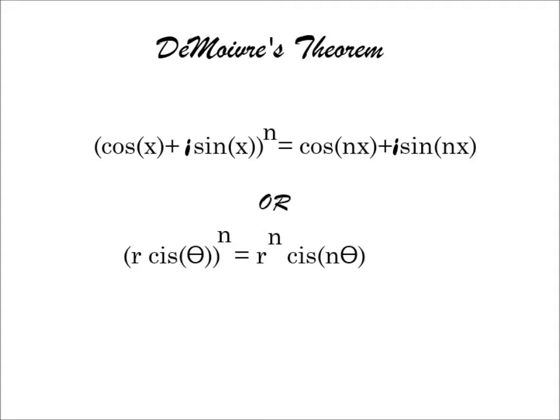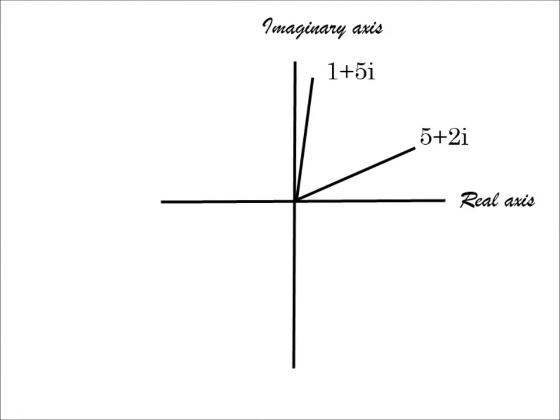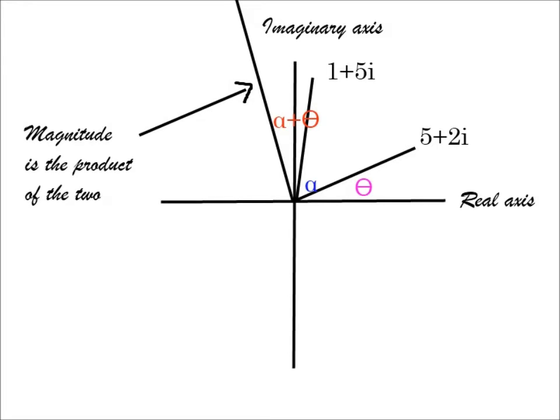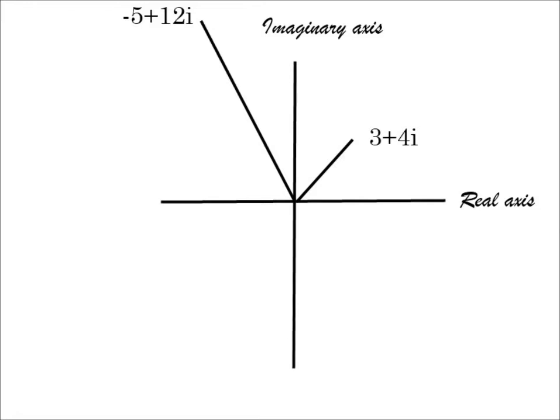Earlier this term, we saw that when multiplying complex numbers, the end result would have the sum of their angles and the product of their magnitudes. In this example, we're going to look at the complex numbers 3 plus 4i and negative 5 plus 12i. 3 plus 4i, which is in quadrant 1 if you were to graph it on a complex plane, has a magnitude of 5 and an angle of 53.13 degrees.